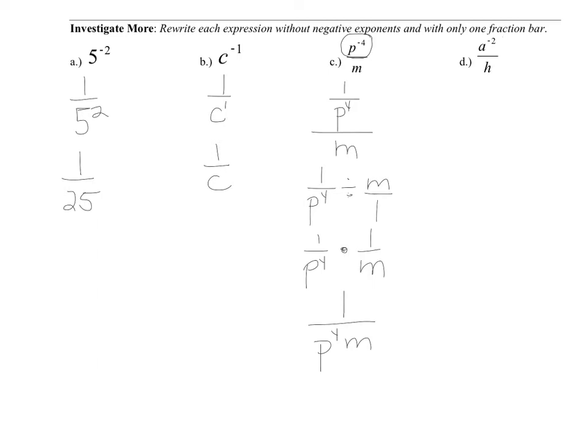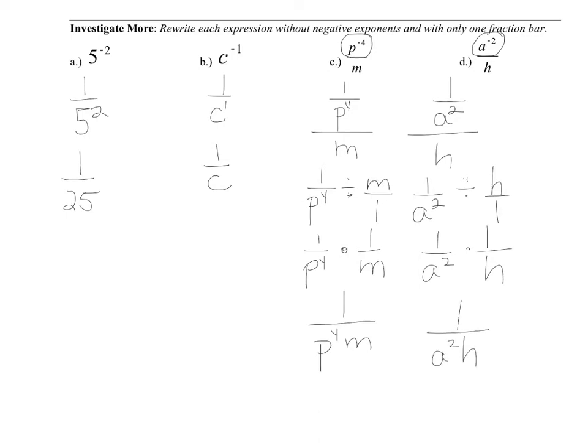So the next one's pretty similar, right? A to the negative second, we would rewrite that as 1 over a to the positive second. But now that is being divided by h. So we're going to do 1 over a to the second divided by h over 1, which is the same as doing 1 over a to the second times 1 over h. So my final answer would be 1 over a to the second h.